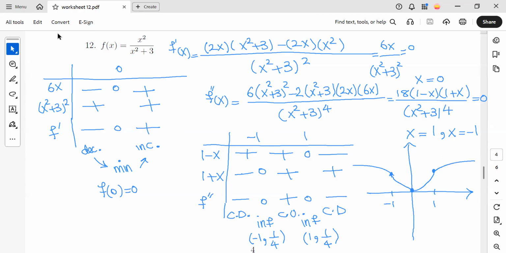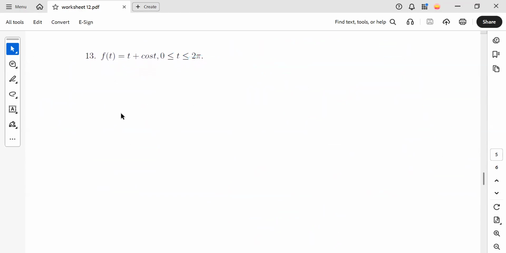Okay, let's move on to number 13, which is a trig function. For 13, we have the interval 0 to 2 pi. So we're going to find the derivative, which is f prime of t equals 1 minus sine of t, and we would set it to 0. It means that sine of t will be 1. Using the unit circle, we would find that t is pi over 2. There may be other points, but they are not between 0 and 2 pi.